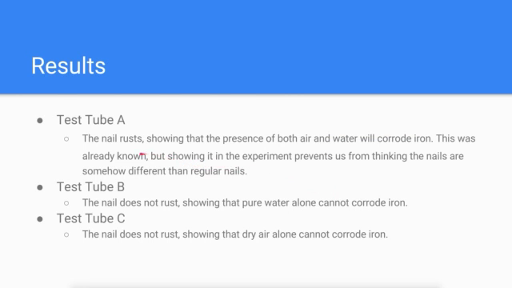So the results then, the nail rusts in test tube A. That's very important for us to do because it shows us that we didn't accidentally take a nail that's been treated so that it won't actually rust. That would kind of ruin our test tube B and C results. So the test tube B and C, they both show that the nail won't rust. So the nail doesn't rust by pure water alone, and it doesn't rust by dry air alone either.